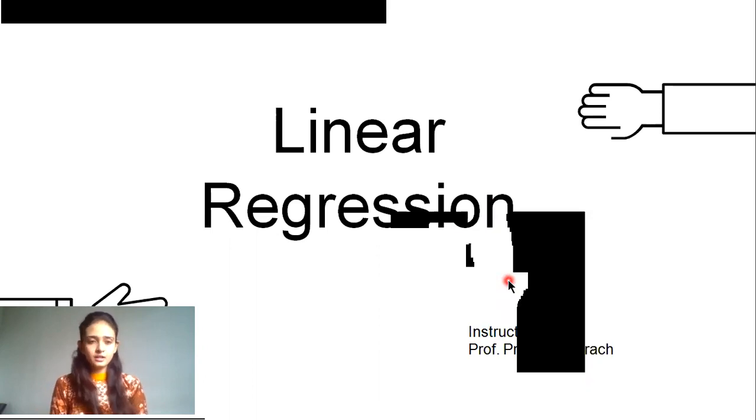This linear regression algorithm is an algorithm of machine learning. There are so many algorithms available in machine learning. This is one of the simplest algorithms, the linear regression algorithm. So, starting with the linear regression algorithm.